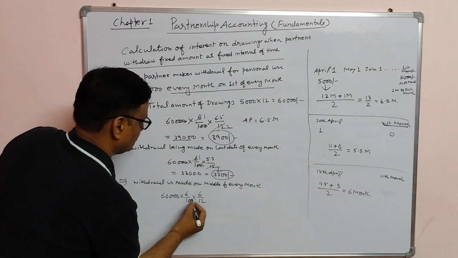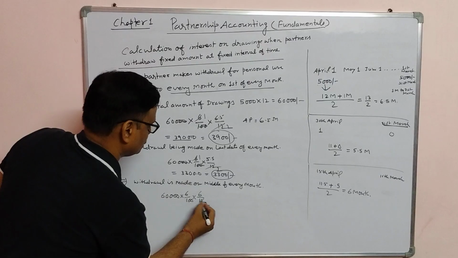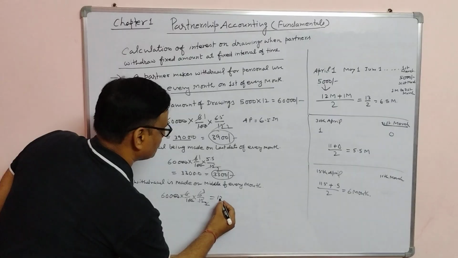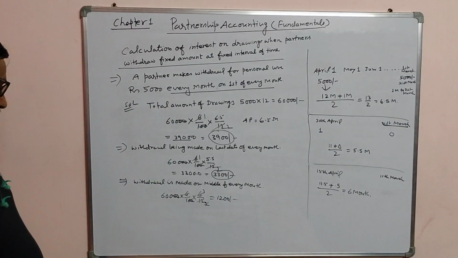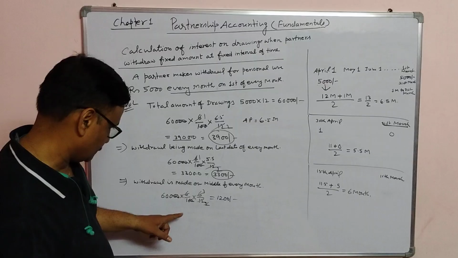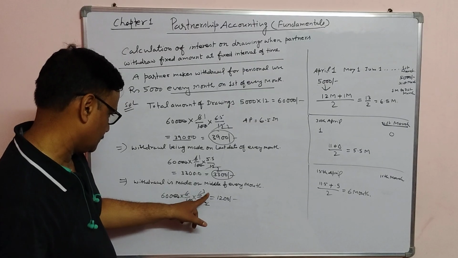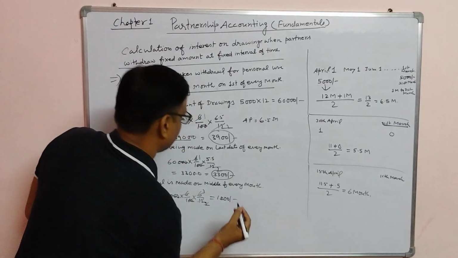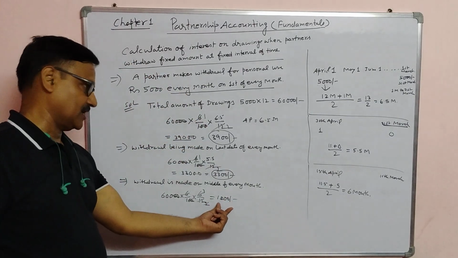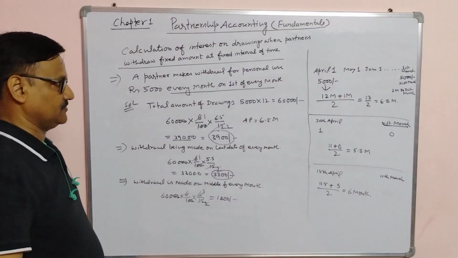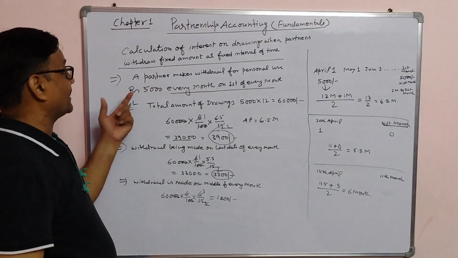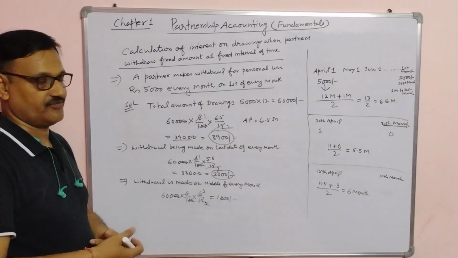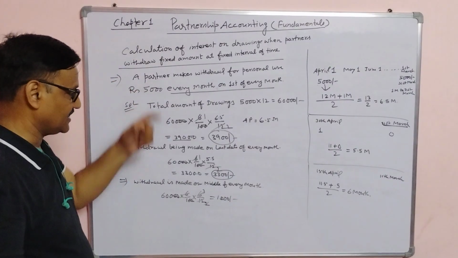6 by 12. 6 to the 12. 2 to the 6. 0 cancel. यानी 1200. So, 3 into 600, that is 1800. So ये 1800 रुपये यहाँ पे इंटरेस्ट ऑन ड्राइंग आता है. So this is how we calculate interest on drawing when partner withdraw a fixed amount at fixed interval of time. These are the 3 cases that I mentioned here.